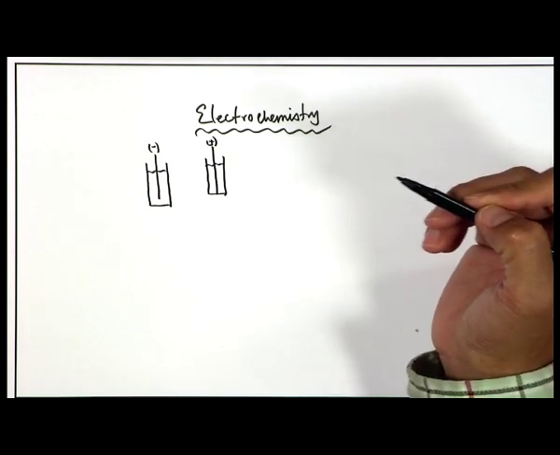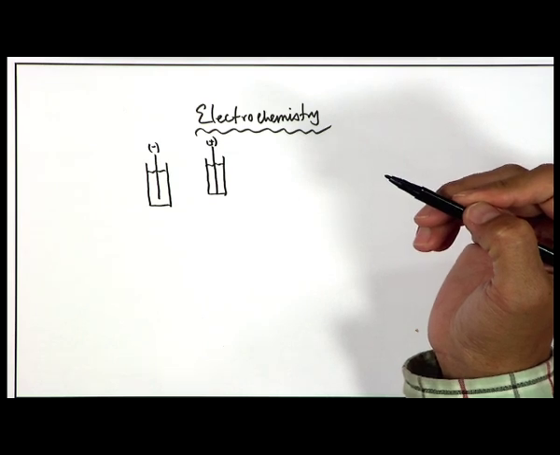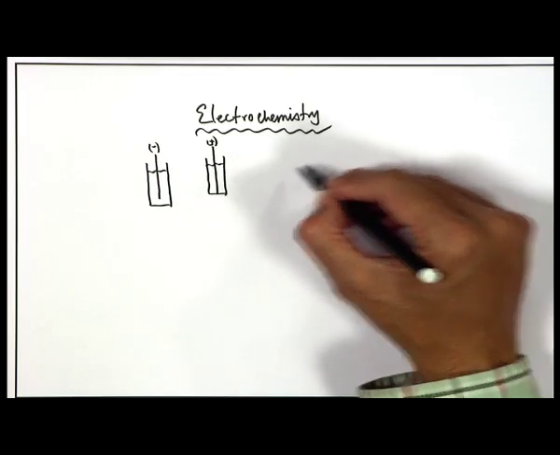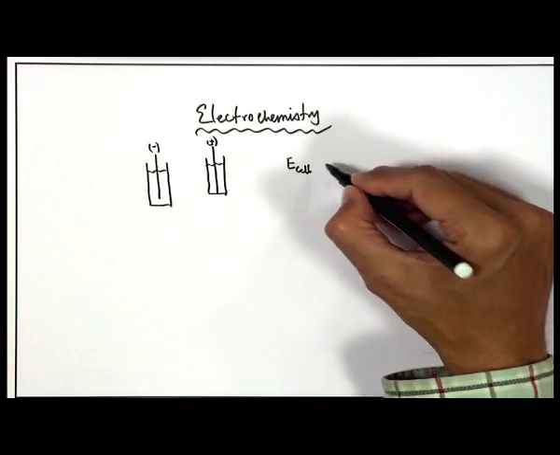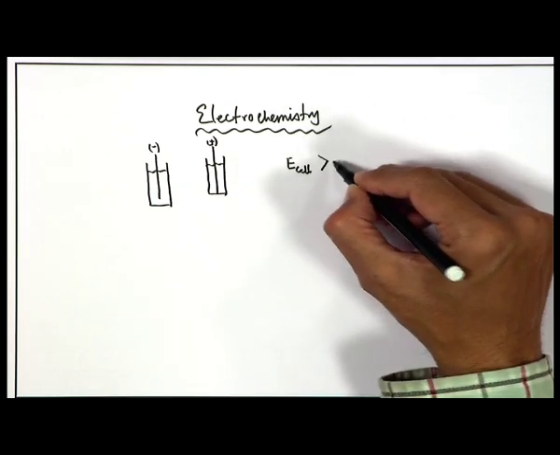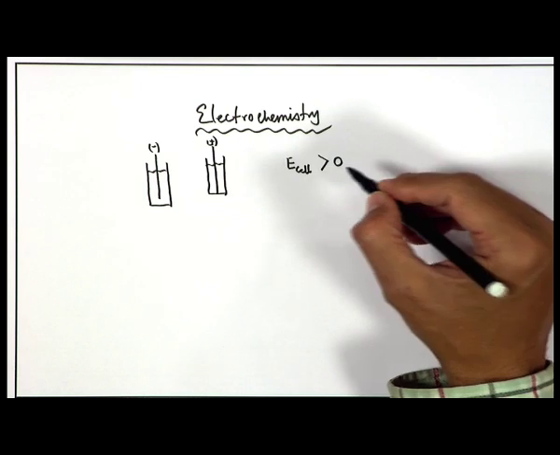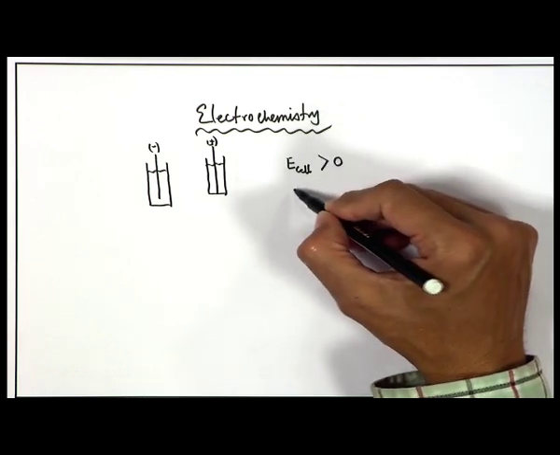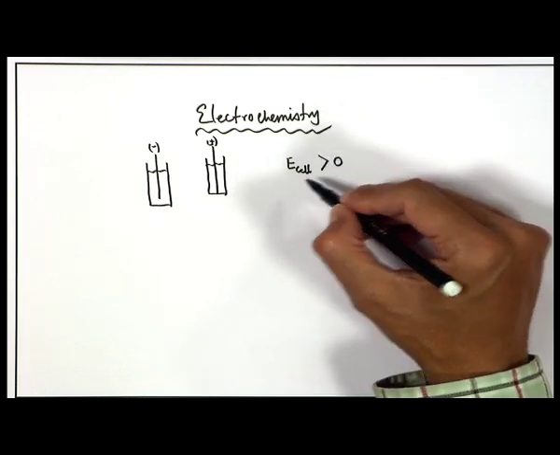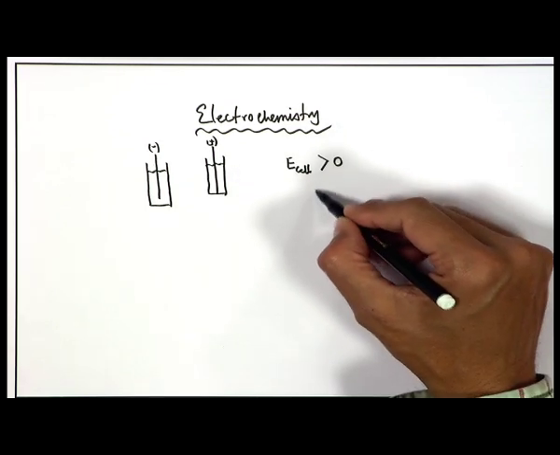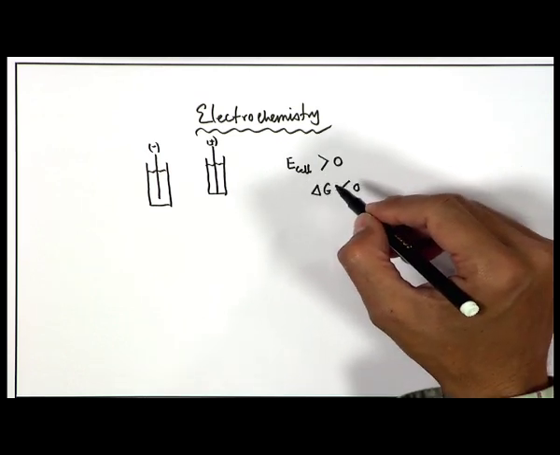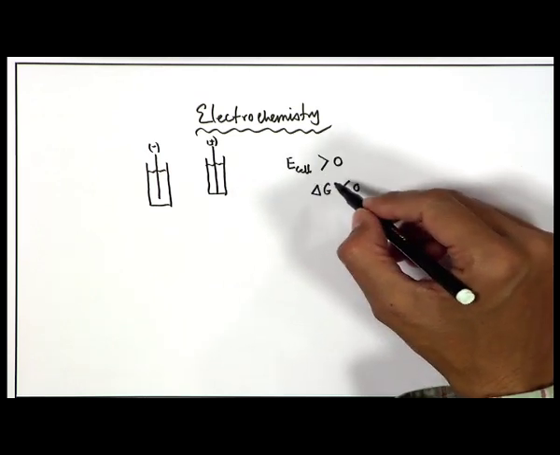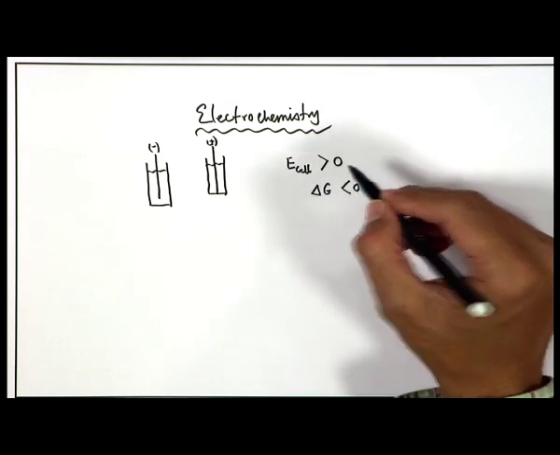The only thing is that while constructing this electrochemical cell, you have to keep in mind that the net cell potential will be greater than zero. If it is greater than zero, it means the cell reaction as represented for this E cell will be spontaneous, that is, delta G will be negative, that is, the reaction will be spontaneous in the direction shown with respect to this E cell greater than zero.